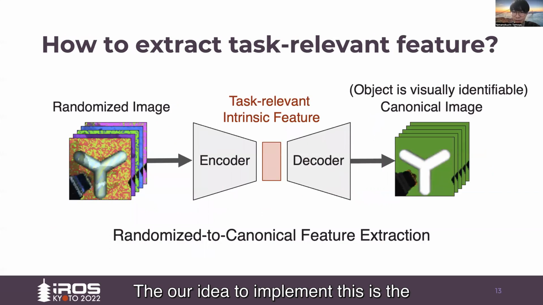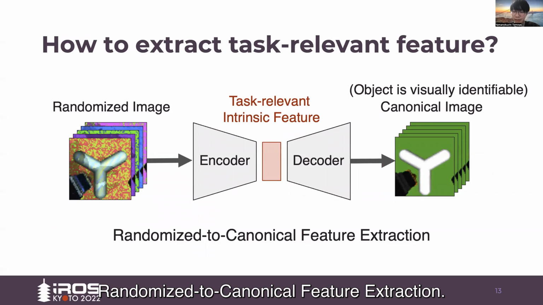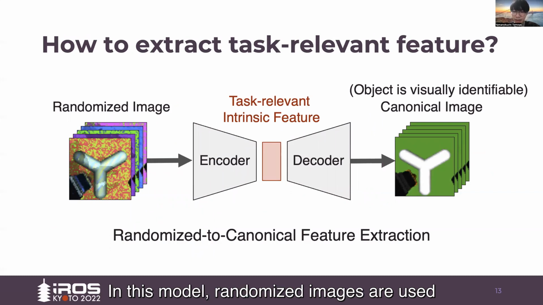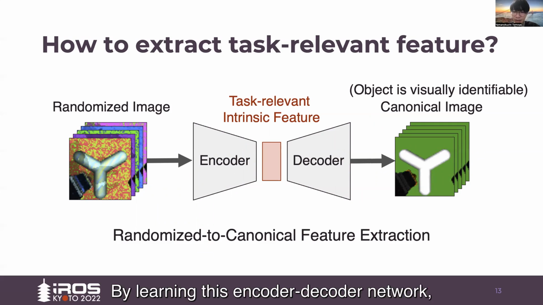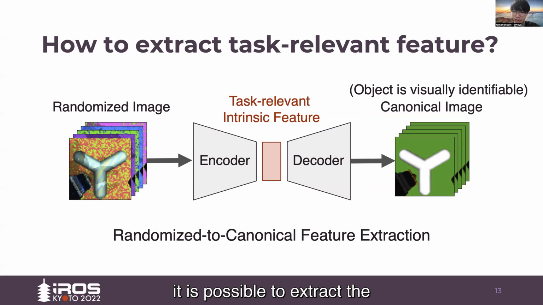Our idea to implement this is the randomized-to-canonical feature extraction. In this model, randomized images are used as input of the network to solve the visual reality gap. Then we newly introduced a decoder. The output of the decoder is canonical images in which each task-relevant object is visually identifiable. By learning this encoder-decoder network, it is possible to extract the task-relevant intrinsic features in an unsupervised manner.